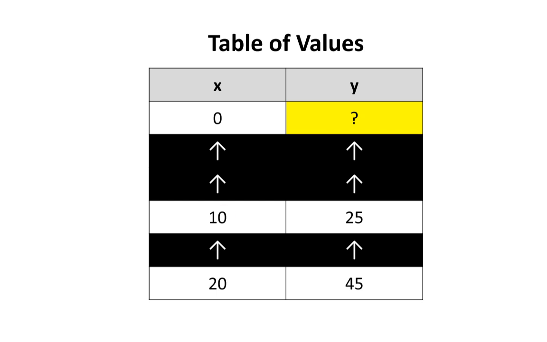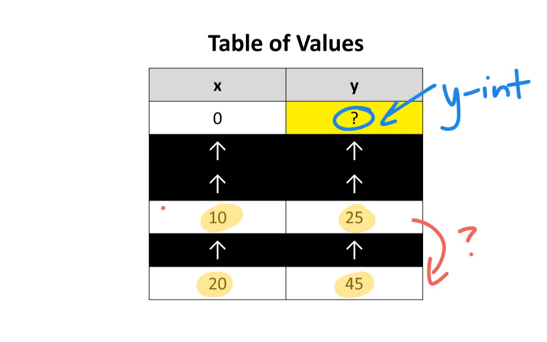You are told that when x is 10, y is 25, and when x is 20, y is 45. Using only these 2 pieces of information, I want you to work backwards to find the y-intercept. You could find the slope and then work backwards to find the y-intercept, but there must be a better way.